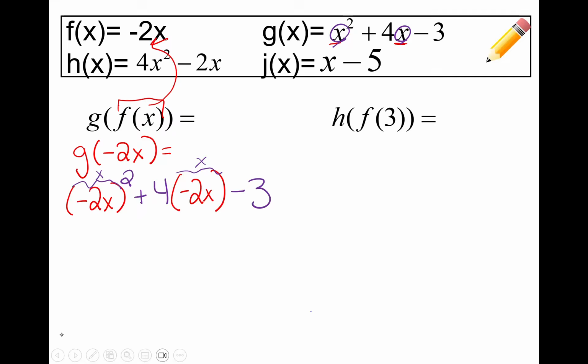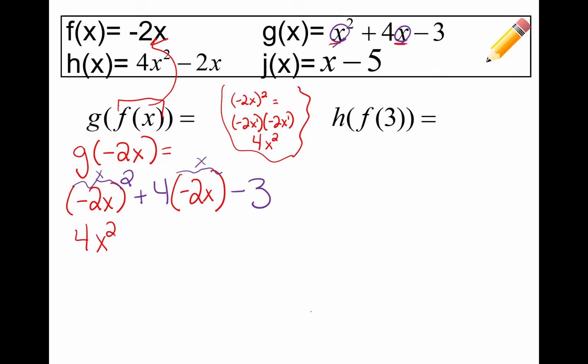I got to make this easier. So negative 2x squared. Now remember what that means. That means you need to write negative 2x twice. So a little sidebar conversation here. Negative 2x squared means negative 2x times negative 2x. So we're going to multiply the numbers. We're going to multiply the letters. So negative 2 times negative 2 is going to give us 4. x times x is going to give me x squared, because x to the first times x to the first, right? So I'm going to get 4x squared. Distribute the 4 in. I'm going to get minus 8x minus 3.